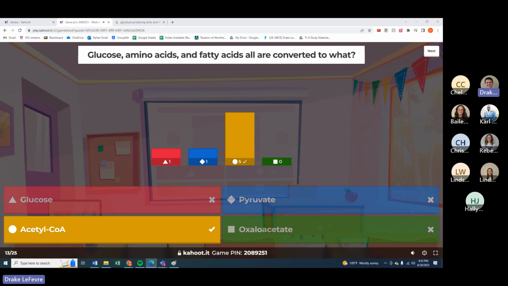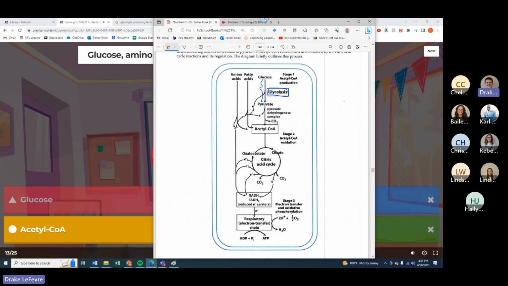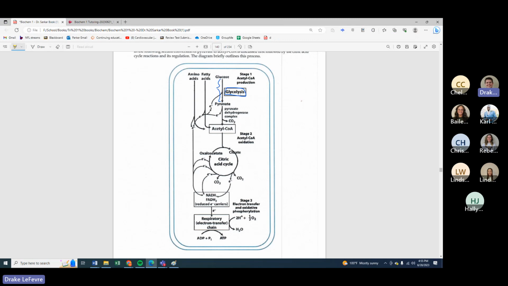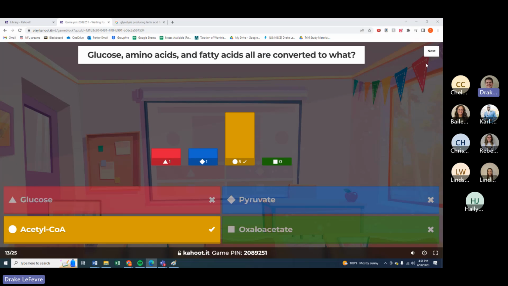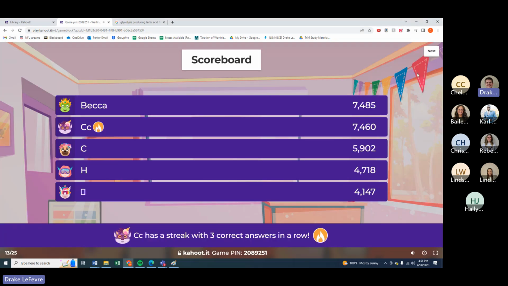Good job. Here's our little chart, all of our stuff. It comes back and we can bring it into acetyl-CoA to enter into the citric acid cycle. Using our fatty acids and amino acids as an energy source happens when we run out of glucose, which there's a special name for, and I have another question on that a little bit later on.